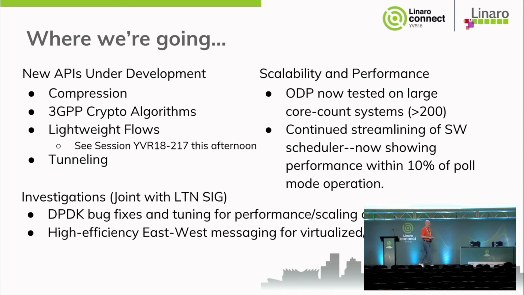The other thing we're doing, which is joint with the new Linaro networking and telecom SIG, is looking at additional bug fixes and enhancements for tuning and performance scaling on ARM-based platforms, since that group is chartered with working directly with the DPDK upstream. And we're working with DPDK for this, and we've discovered that there are a number of limitations in DPDK today which really prevent it from scaling as efficiently as we'd like. And there's also been some interest expressed in more high efficiency east-west message passing for virtualized and containerized applications. So that's another area of interest.